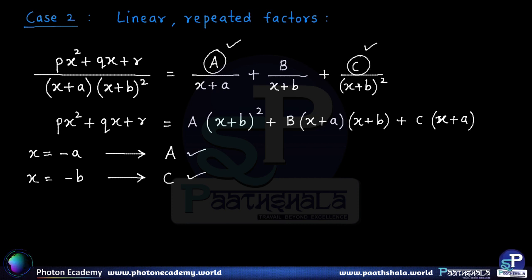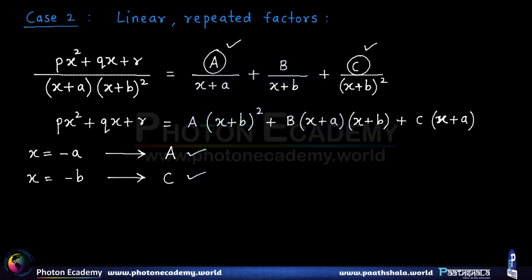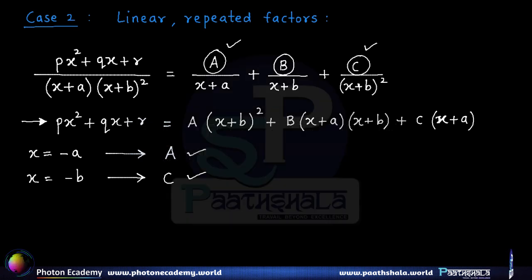Now here we have seen that by putting x as minus a or minus b, we get the two constants A and C. So that means to get the value of remaining constant B, we have to put some other value of x, and as we have seen, this particular equation is an identity in x. So we are free to put any other value of x, that is not necessarily the value that makes a particular denominator 0. So we are free to choose any value.